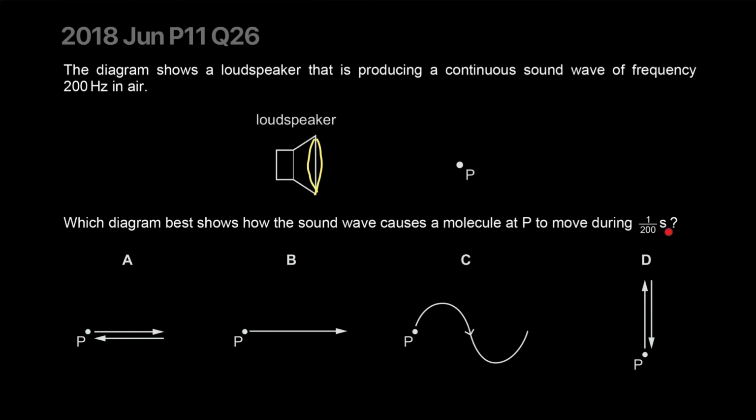So in 1/2000th of a second, it should do one complete oscillation. 200 hertz means it's doing complete oscillations in that amount of time per second. So in that time, this should complete one complete oscillation. So the correct answer is, without a doubt, A, right?